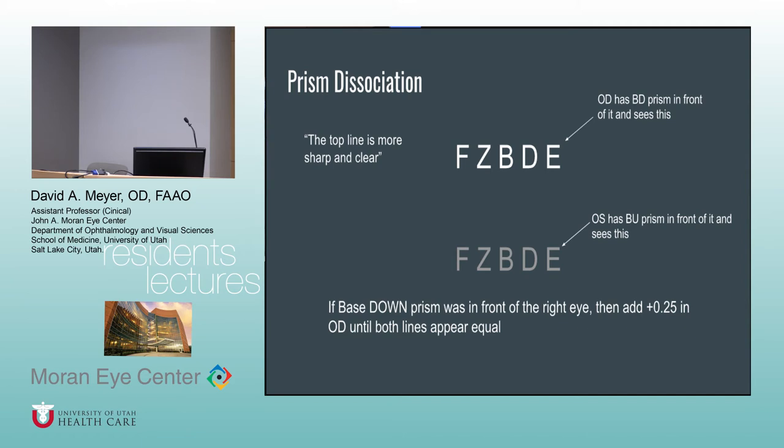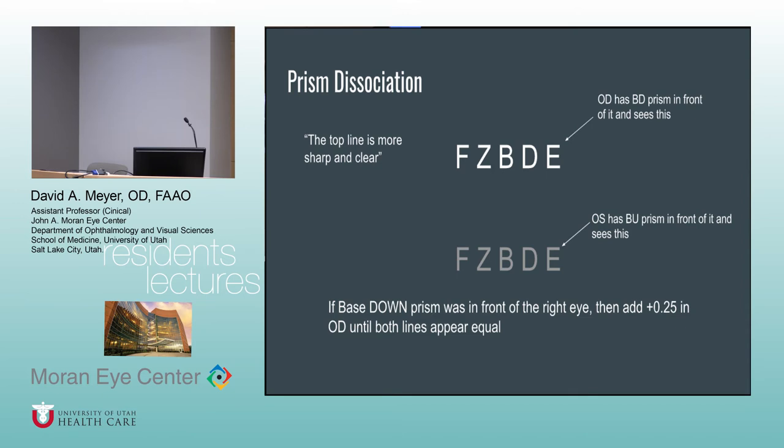And remember, if you have base down prism, everything's reversed. If it's base down prism, the image is up. If it's base up prism, the image is down. Always opposite. And so in this case, the patient says, well, the top line's more sharp and clear. The right eye has the base down prism. So this is what the right eye is seeing, and this is what the left eye is seeing.